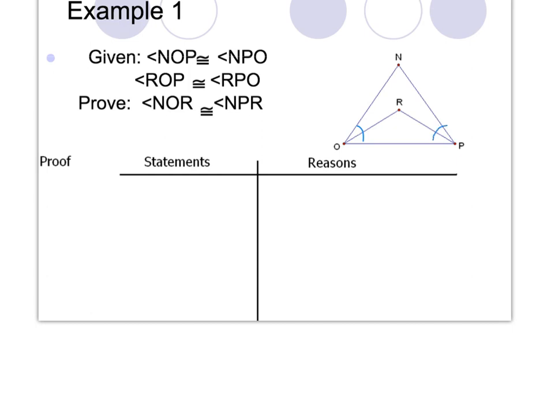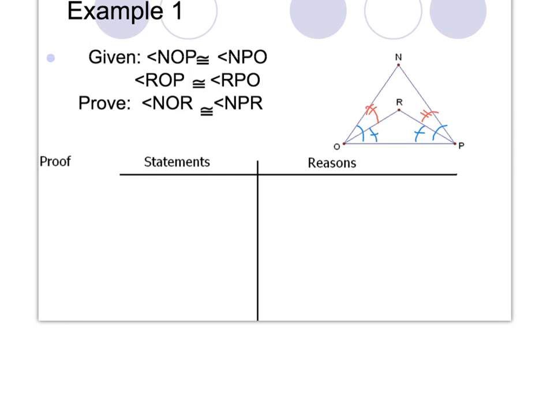And then I've got ROP, so that's this. I'll put a little tick mark on it. And RPO. So that's what I know, okay? But what do I want to prove? I want to prove that NOR, I'm going to do this in red. This is like my want. I want to prove this guy is congruent to this guy. Ooh, how could I do that?